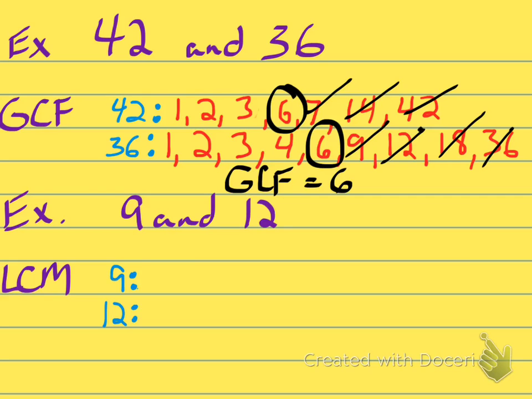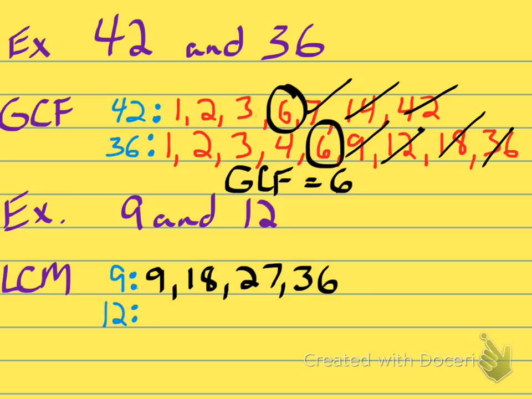Least common multiple. We're looking for multiples of 9. So instead of actually doing like 1 times 9 is 9 or 3 times 3 is 9, we want to figure out 9 times 1 is 9. 9 times 2 is 18. 9 times 3 is 27. 9 times 4 is 36. That's what we're looking for here.